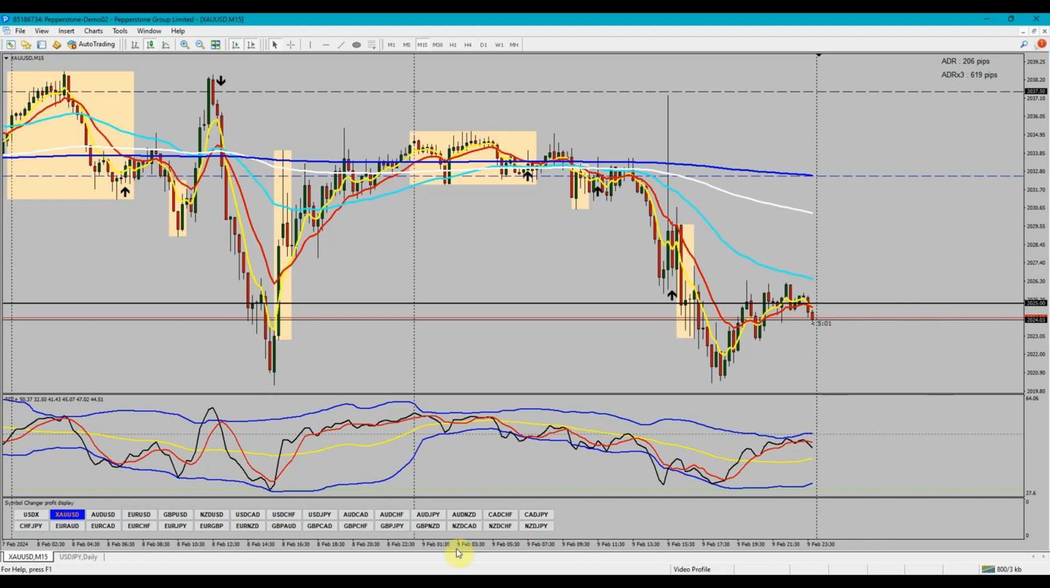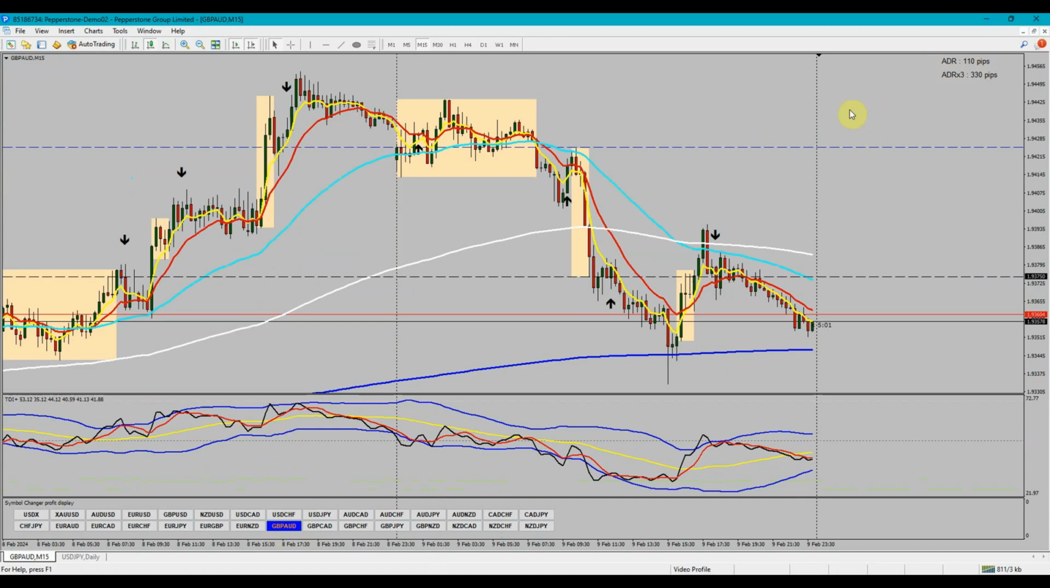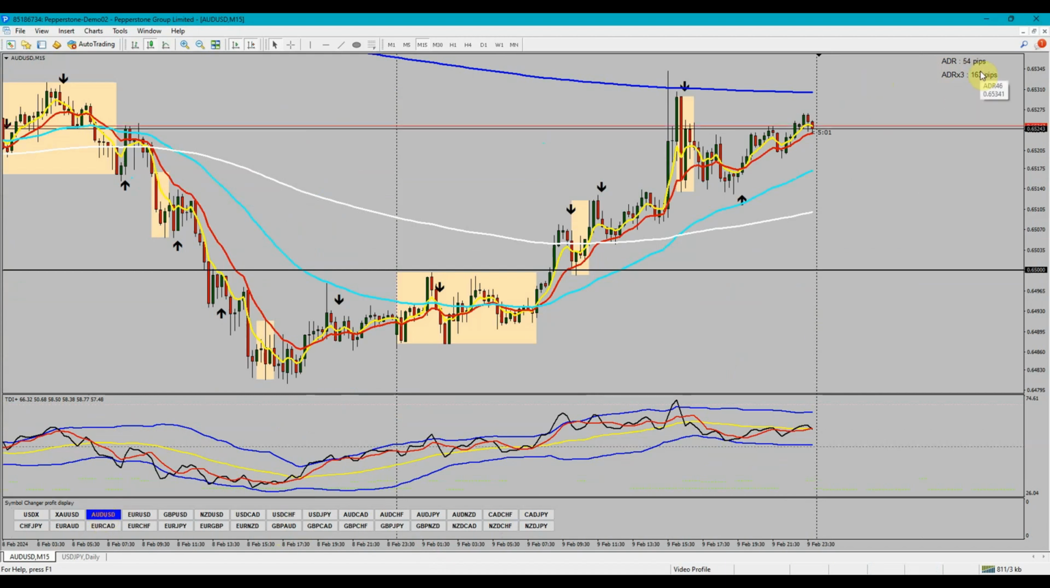Now, if you look at a pair like Pound New Zealand, we would see Pound New Zealand has an ADR of 130. Pound Aussie is also a nice pair, an ADR of 110. We have pairs like AUD USD, which has an ADR of 54. Now, how do these things help?